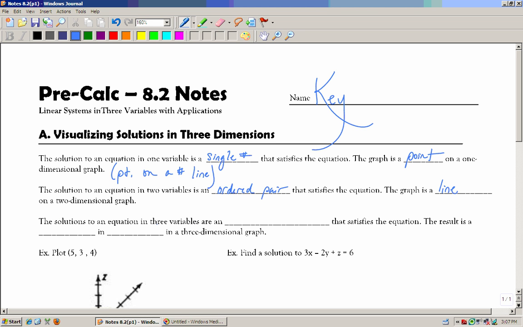Now, the solution to equations in three variables that we're learning in this section is an ordered triple. That's what satisfies the equation. And the result, instead of being a line where two lines intersect or don't intersect or are the same line, is now a plane in space. So it's a 3D type of solution.